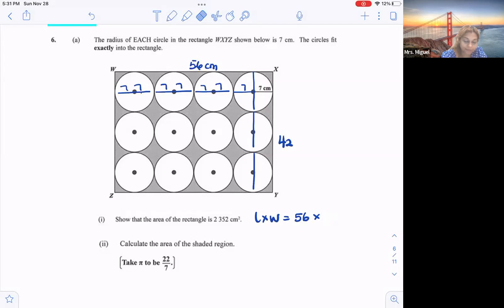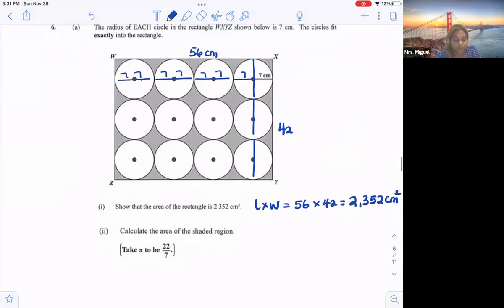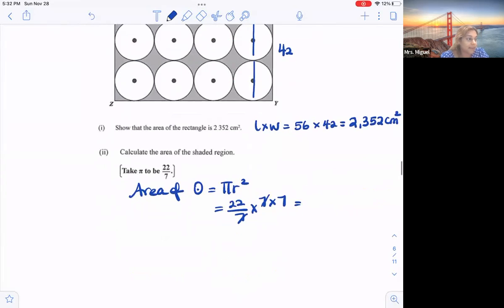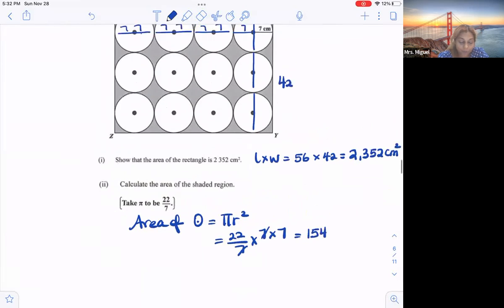And that wasn't too bad. I feel you're supposed to be able to work out that. 2,352 centimeters squared. Show, no, that was the part to show. Calculate the area of the shaded region. So you have to find the area of a circle and multiply it by the number of circles. So let's find area of a circle, pi r squared. So it's 22 over 7 by 7 by 7. One circle has an area of 22 by 7, which is 154.